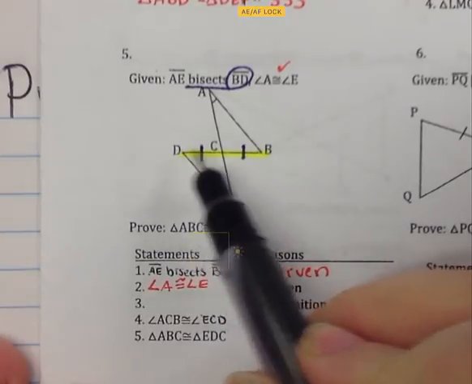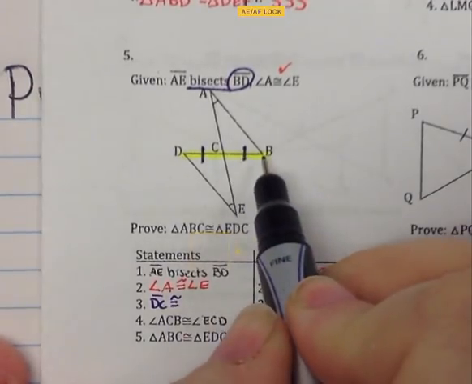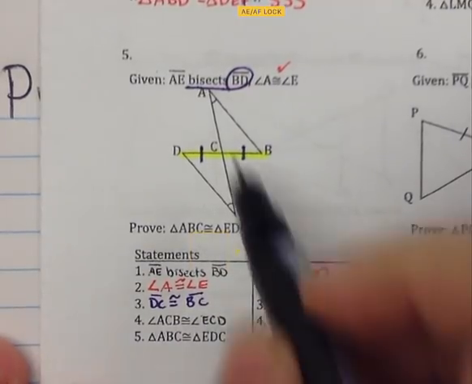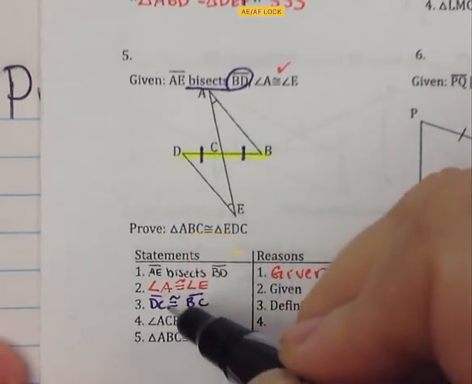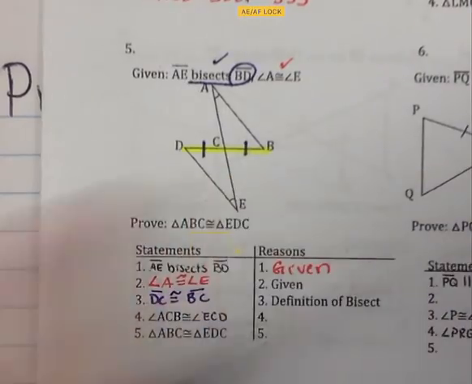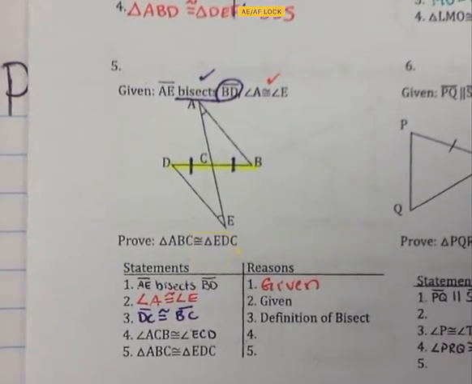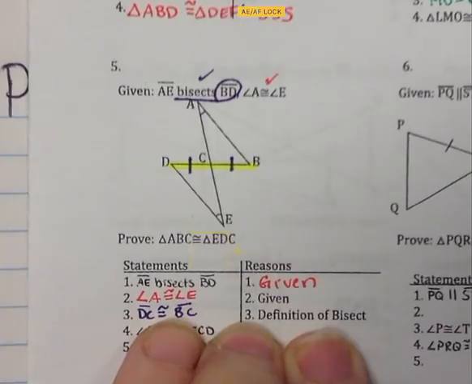We can say that segment DC is congruent to segment BC. And that's because of the definition of bisect, because we used the word bisect in the given. Now that I have a congruency because of bisect, now I can put a check mark. Now I have two check marks and I have no more givens left. But I still only have two check marks, which means I only have two congruencies. I still have to look at the picture, because we have to get that third thing.